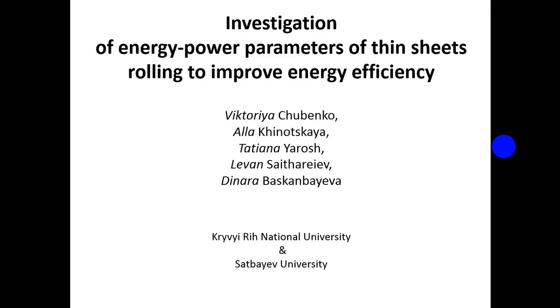This is due to a change in the grain size, which leads to a change in the structure of the metal. Also, an uneven distribution of friction forces occurs, which affect the deformation process. All these factors affect the change in energy consumption during rolling, which affects the cost of rolled products.